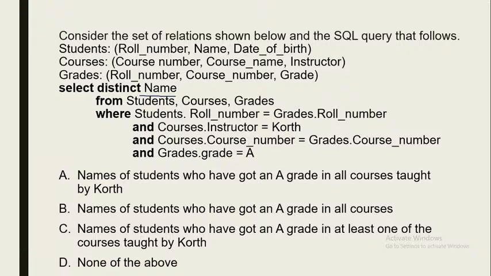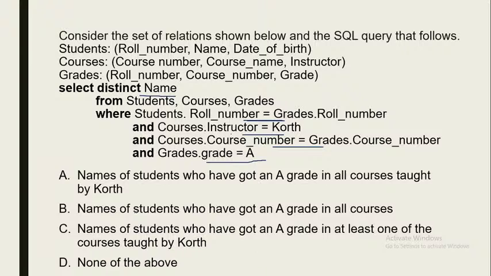When I say course number equals course number, it's just a natural join condition. When I say grade equals A, that means this student should have a grade A in what, that we'll see. And this student should have an instructor course, and this join is also a natural join condition where roll number and roll number are joined together. Okay, so there is confusion between A or C, please discuss.